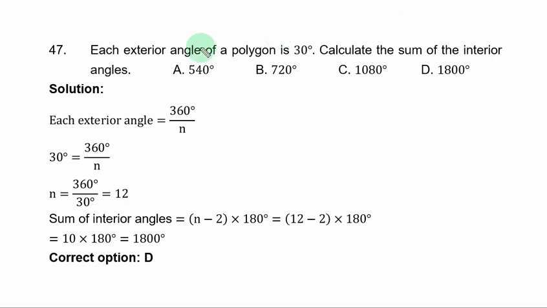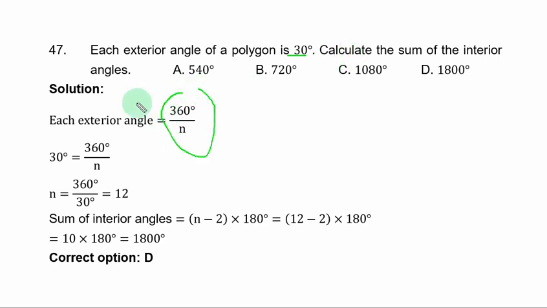Question 47. Each exterior angle of a polygon is 30 degrees. Calculate the sum of the interior angles. To get the sum of the interior angles, the number of sides n is needed. You have to get that from the first statement. Now, there is a difference between the sum of exterior angles, that is 360 degrees, and each exterior angle. For each exterior angle, you divide the sum by n.